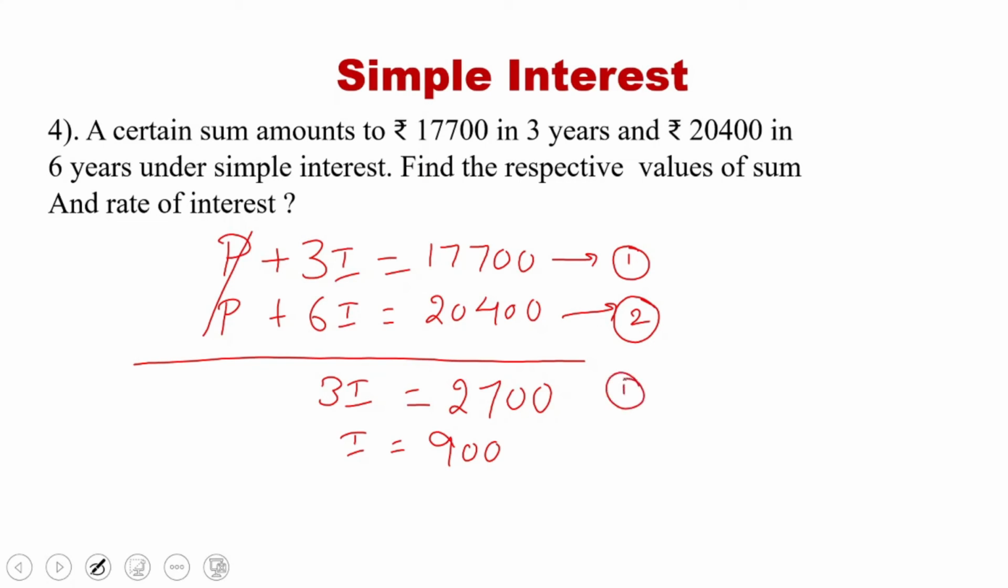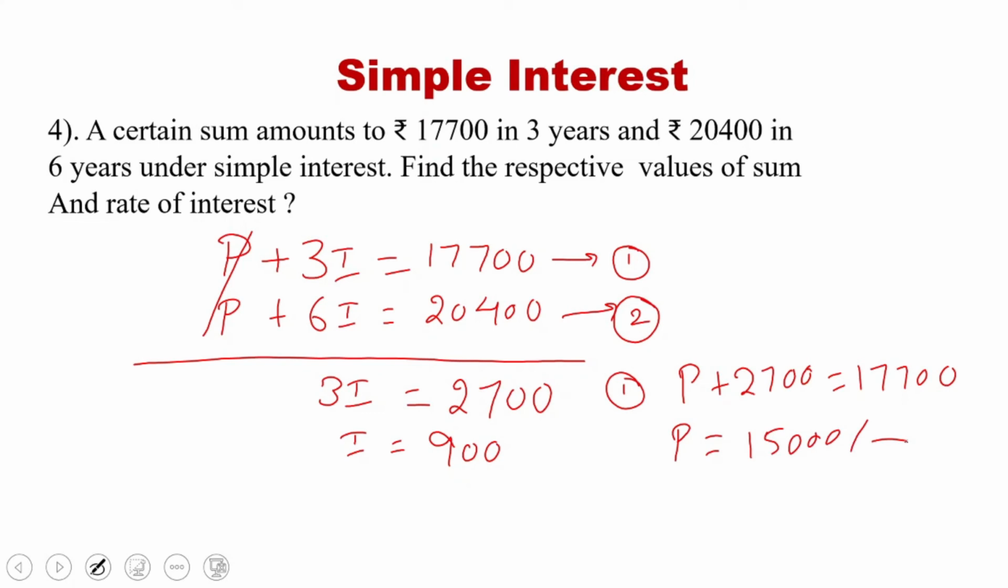What is the principal value? From the first expression, P plus 3I means 2,700 equal to 17,700. Now P equal to 17,700 minus 2,700. Then what is the value? 15,000 is the value. Principal is 15,000.